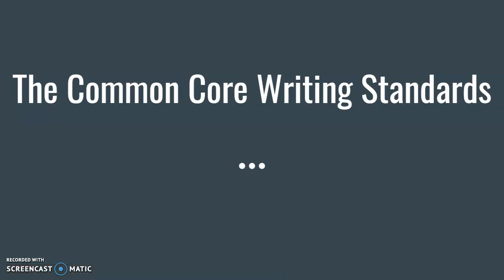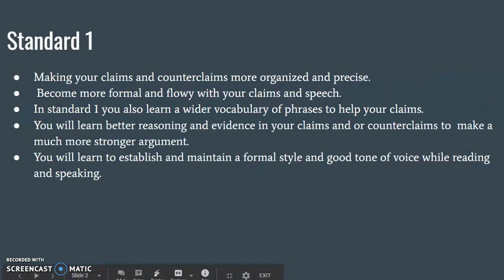The Common Core Writing Standards. Standard 1. Making your claims and counterclaims more organized and precise. Become more formal and flowy with your claims and speeches.